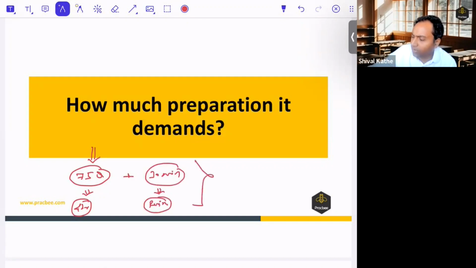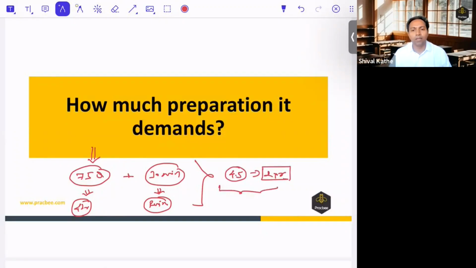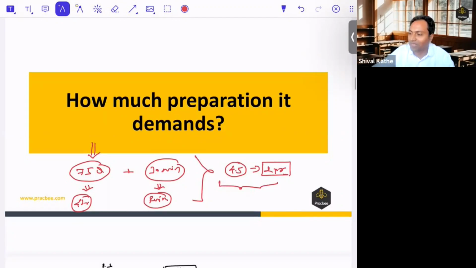So in all, if you're able to dedicate this 4.5 hours on a daily basis for a period of 2 years, you are looking at a decent college in your journey. And this is how much the exam is demanding out of you.